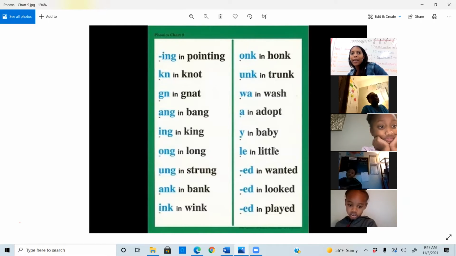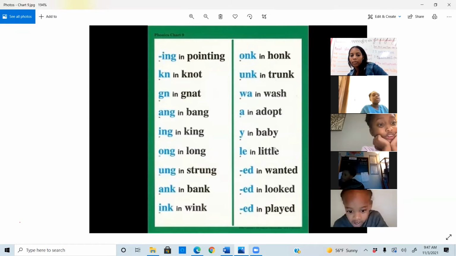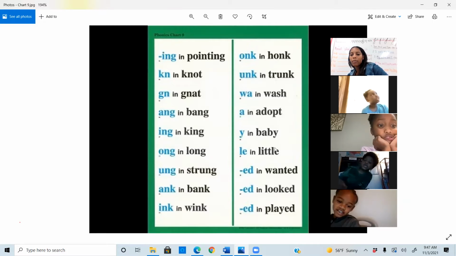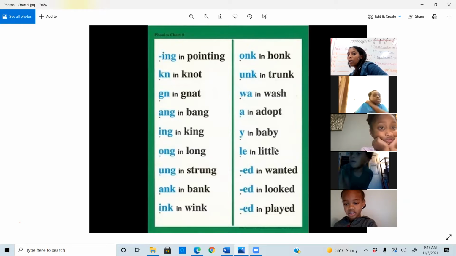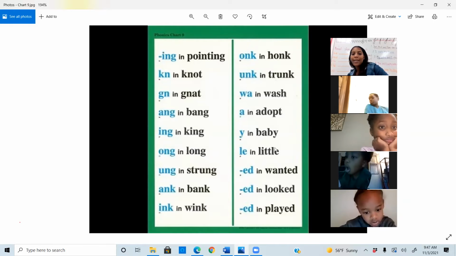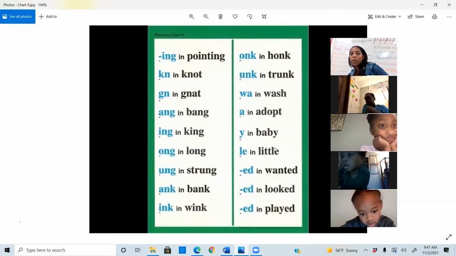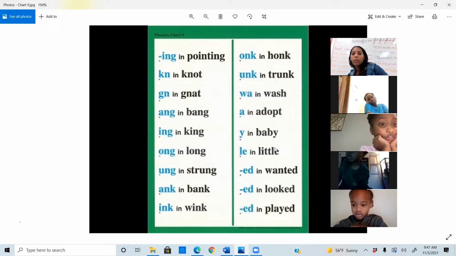A-N-K says ank, as in bank. I-N-K says ink, as in wink. O-N-K says onk, as in honk. U-N-K says unk, as in trunk.